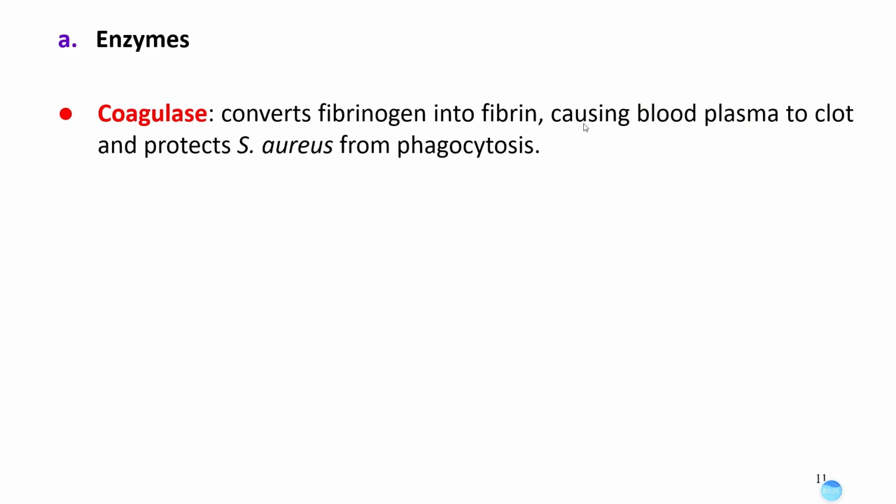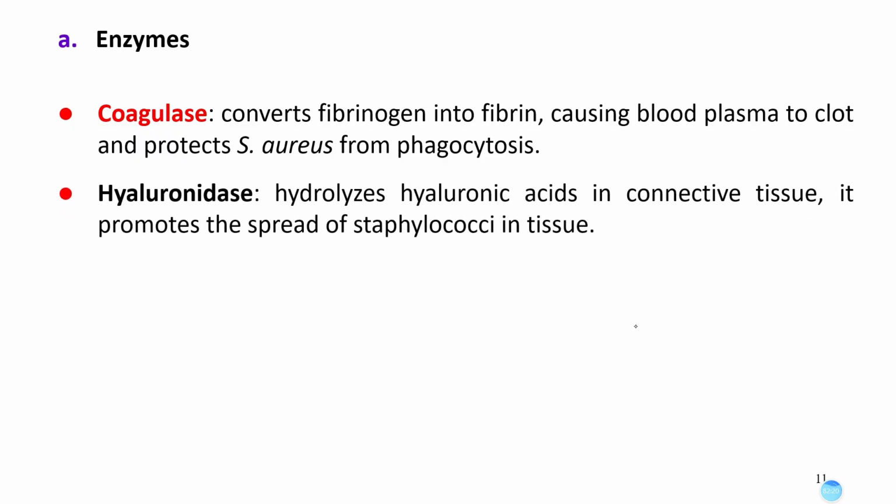Okay, this can protect the bacteria from phagocytosis. After the formation of plasma clot, the phagocytes, the immune cells, cannot get access to the bacteria, so that the bacteria can hide themselves in the blood clot. So this is the first enzyme, coagulase. The second enzyme is called hyaluronidase.